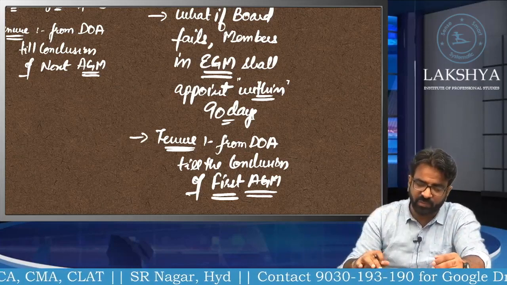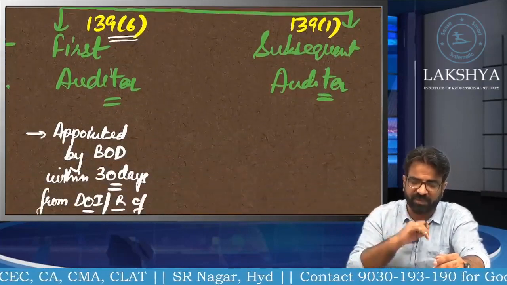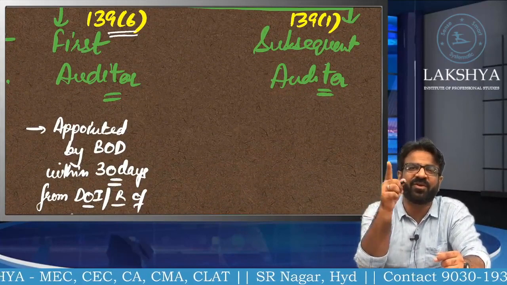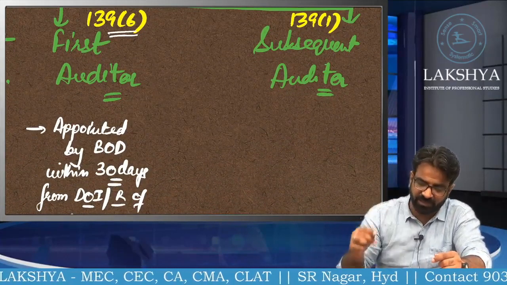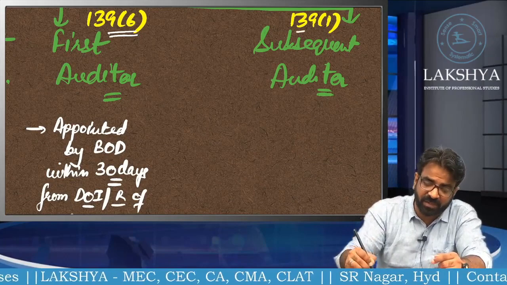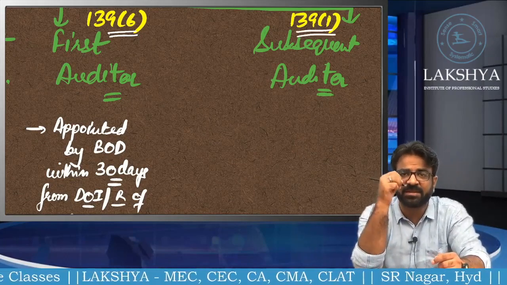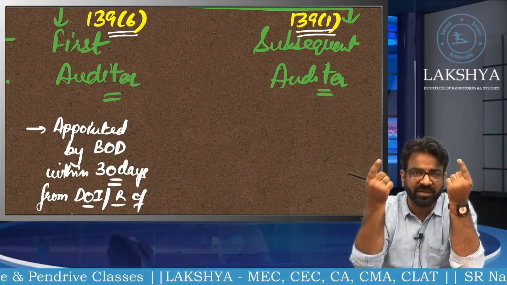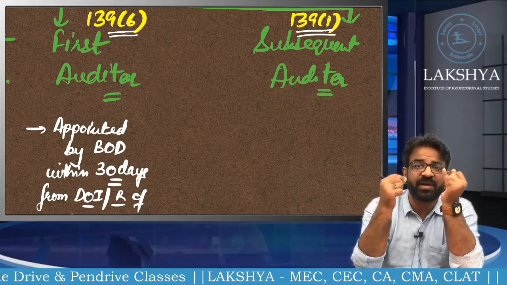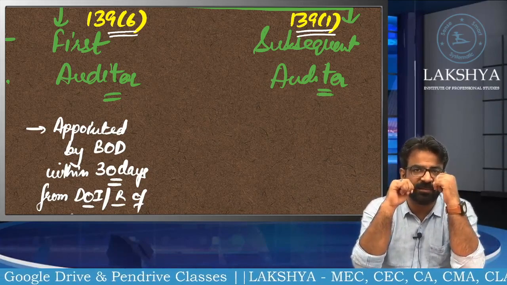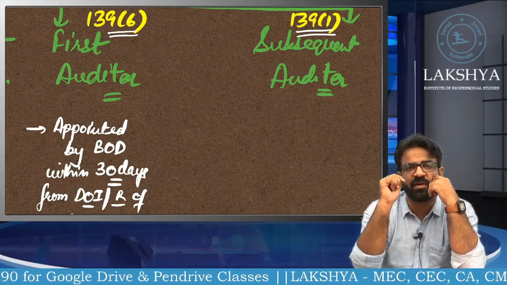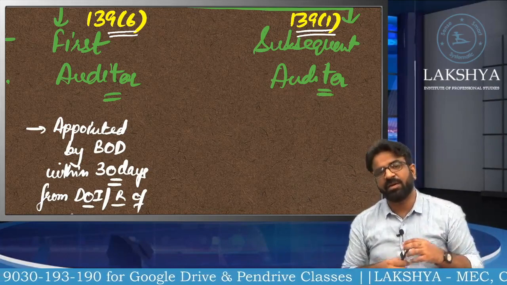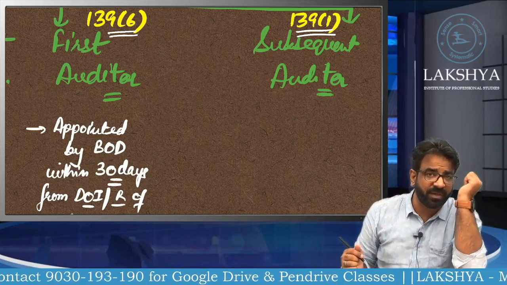100%. Okay, let's move to the next auditor. What are we left with? The subsequent auditor of a non-government company. What is the section number? Again, section 139 subsection 1. So tell me: 139 subsection 7 is for the first auditor of a government company. 139 subsection 5 is for the subsequent auditor of a government company. 139 subsection 6 is for the first auditor of a non-government company. And 139 subsection 1 is for the subsequent auditor of a non-government company.